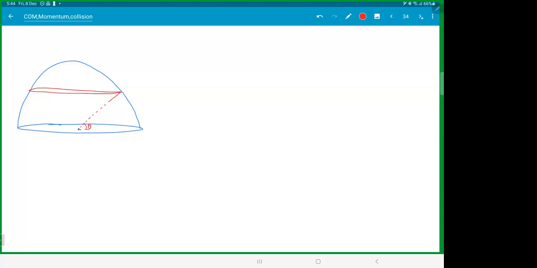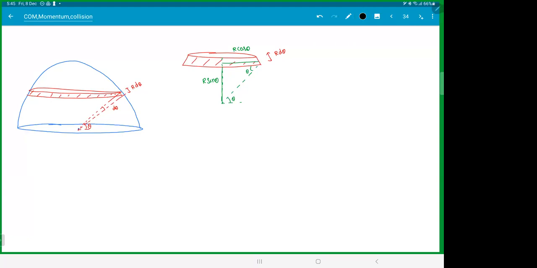take a ring with small width d theta, meaning this will be r d theta. So we got a ring whose thickness is r d theta. This is theta. So this height will be r sine theta, and this radius will be r cos theta.